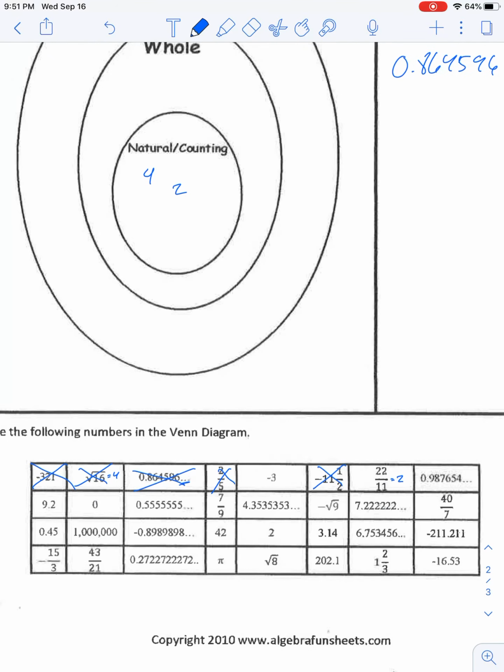Okay? So again, go through each one, place it where you think it goes, and that's how this part of the assignment is done.